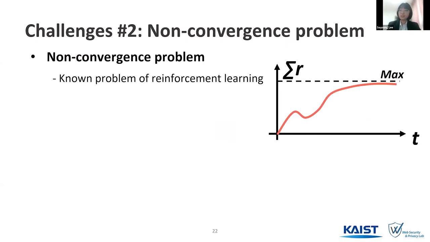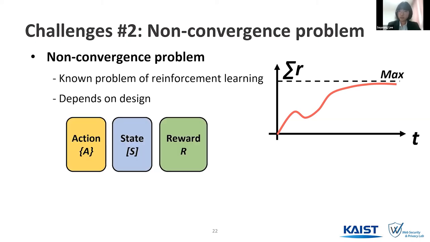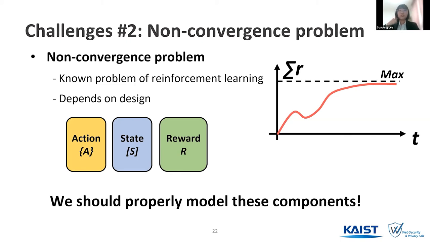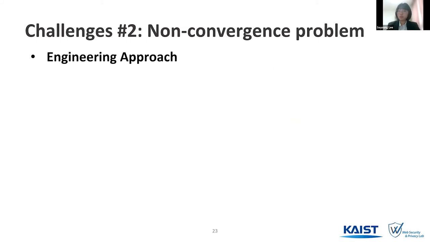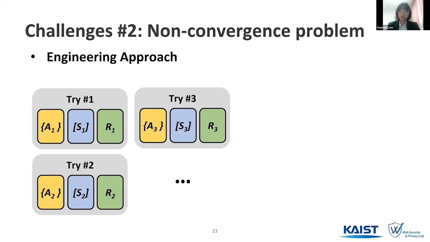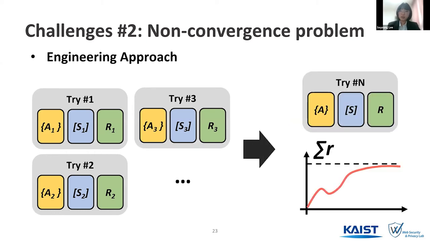Second, reinforcement learning is known to be challenging due to the non-convergence problem. As I said before, the agent will learn a policy to maximize the total reward. And for good convergence, it is important to design the action, the state, and the reward function well. Therefore, a technical challenge here is to properly model these components. To solve this problem, we empirically explore the optimal design points. We try many settings of action, state, and reward function, and we found our best result to achieve stable convergence. So now I will explain our optimal design points.